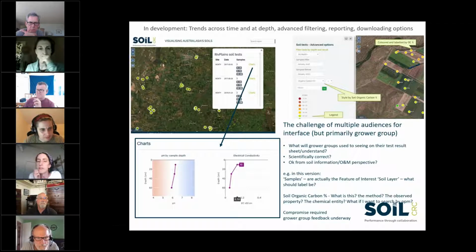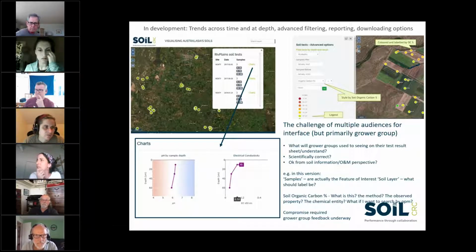So the functionality, reporting, etc., is being developed at the moment. So working on trends across time and at depth, and advanced filtering, reporting, and downloading options. I don't know if I did mention actually the two main different types of soil data coming in at the moment. I guess you'd say observations at depth, say 0 to 10, and observations of soil profiles. We're only really just starting to work on soil profiles, trying to map in soil profile data at the moment. So that's early work.